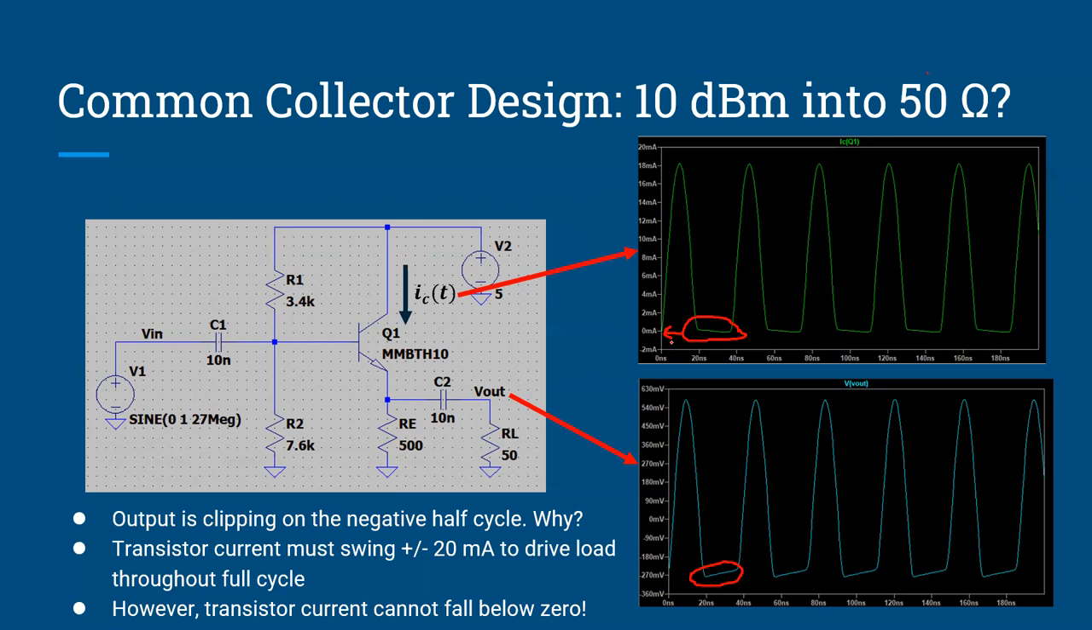And the reason that is, in order to get a perfect sinusoid on the output, the transistor is going to have a current that is also sinusoidal. And this current is large enough that it's going to try to go negative, but a transistor is not going to conduct in the negative direction. So it gets clipped off when it tries to go down to zero. And so that's why the voltage gets clipped off. So that's a problem, right?